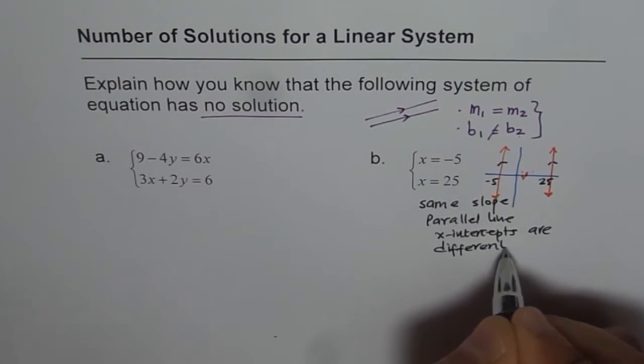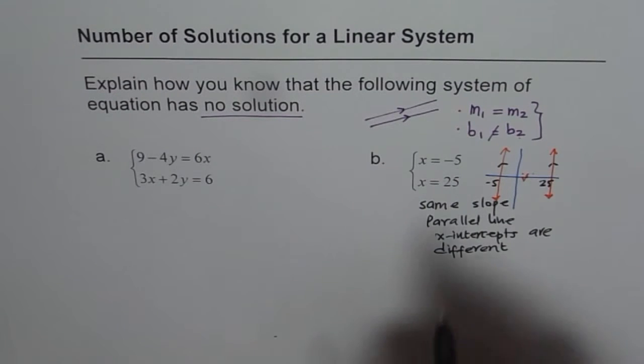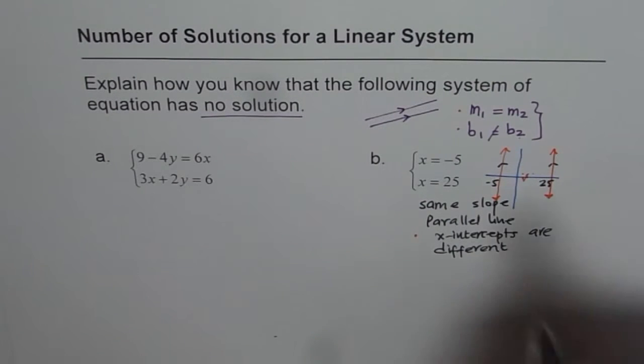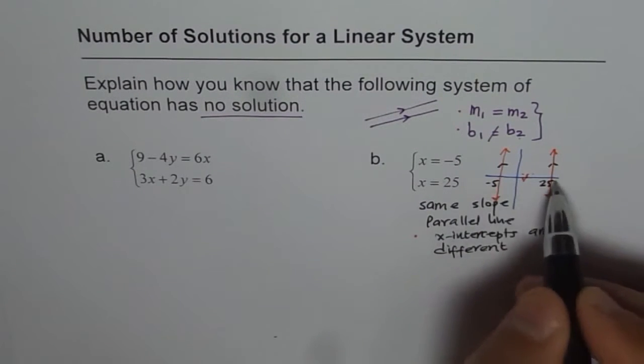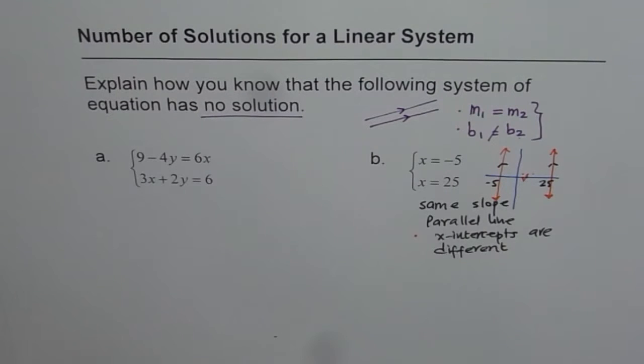So at least we found a point which was different on both the lines. That means they are parallel and they are not coincident. That's the key issue here, right? When we say x-intercepts this time, we are trying to say that there is at least one point on these lines with the same slope which is not on both the lines. So they are parallel, correct? That is how we prove it.